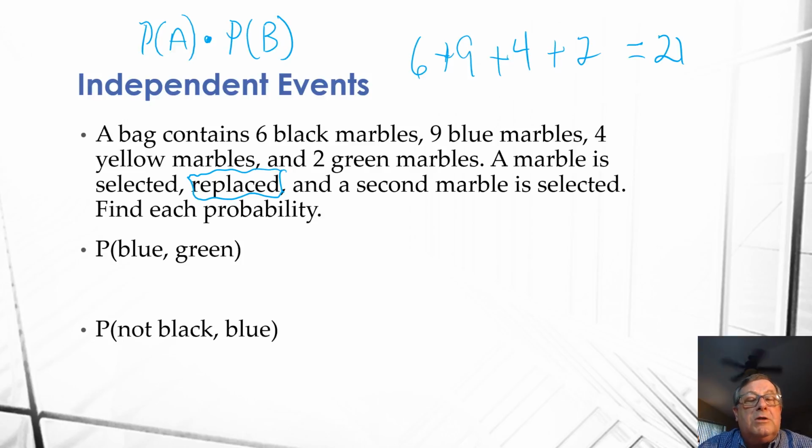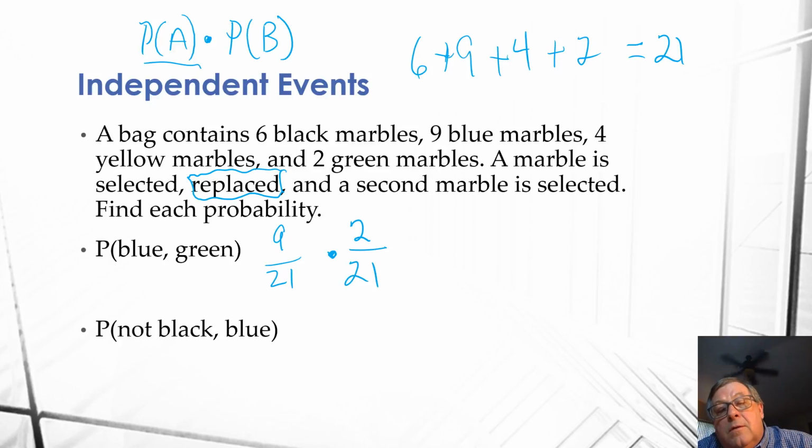So let's look. What's the probability of drawing a blue marble and then a green marble? And we're replacing the marble that we draw on the first draw. Well, let's see. We got 21 total marbles, and for the blue, there's 9. So the probability of getting a blue marble is 9 out of 21. That's the probability of event A. And if I replace that, well, then what's the probability of a green marble? Well, there's 2 green marbles. I replaced the marble, so there's still 21 in there.